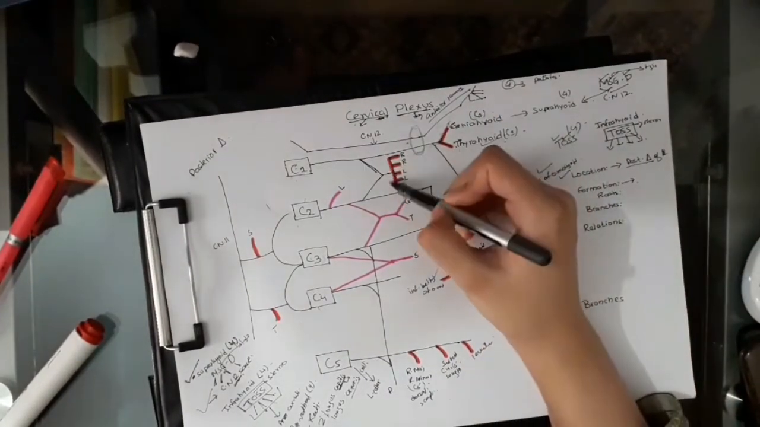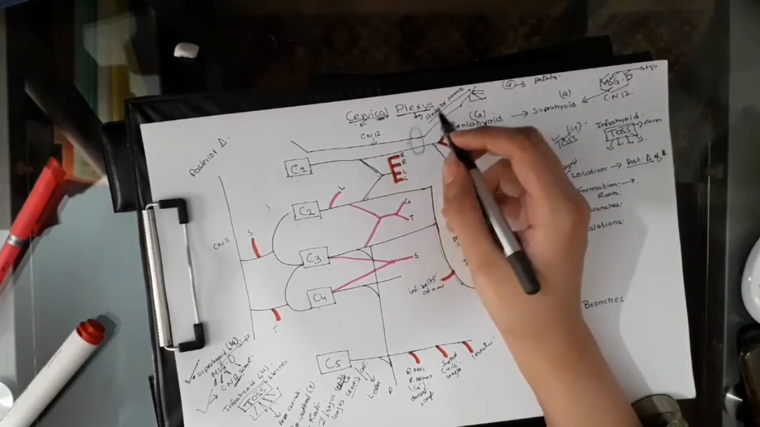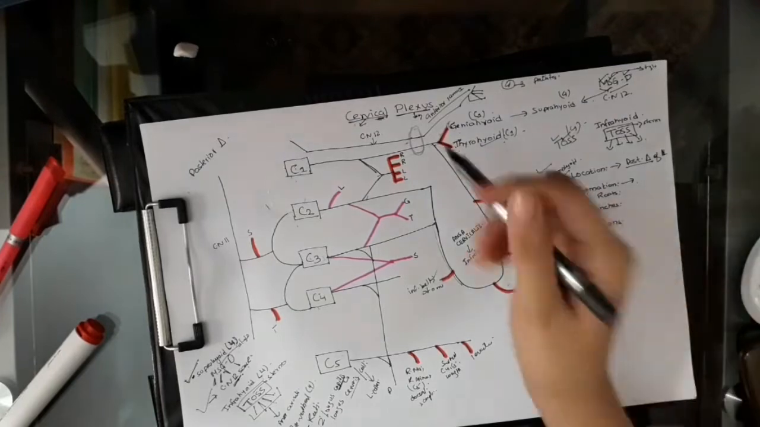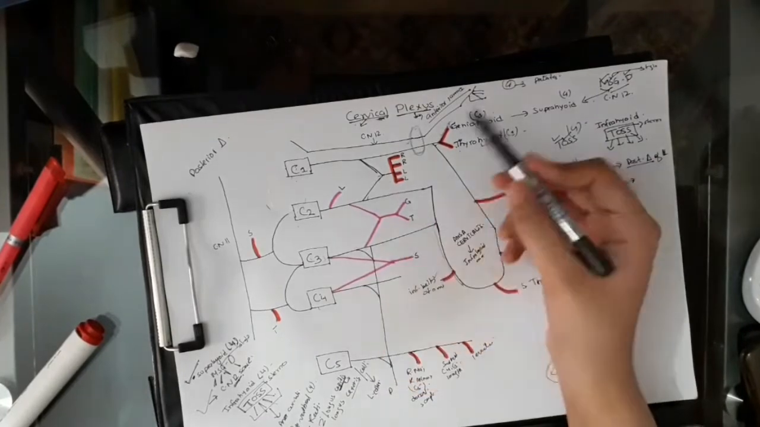And yes, C1 and C2 combine to supply the prevertebral muscles. That is the rectus capitis anterior, rectus capitis lateralis, longus colli, and longus capitis. Longus colli is also called longus cervicis.